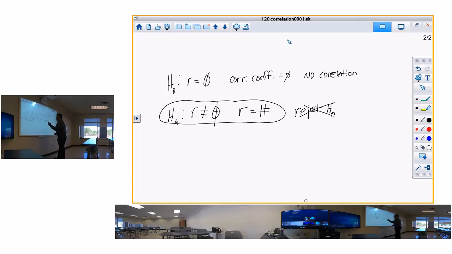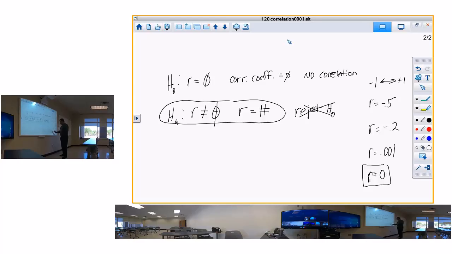And if you do the calculations and you come out with R is equal to negative 0.5, sorry, it has to be between negative 1 and positive 1. It has to be between these two numbers, okay? If you come out with R is equal to negative 0.2, reject the null hypothesis. If you come out with R is equal to 0.001, you reject the null hypothesis. But if you get R is equal to 0, then you accept the null hypothesis because R is equal to 0, and that's what the null hypothesis is.